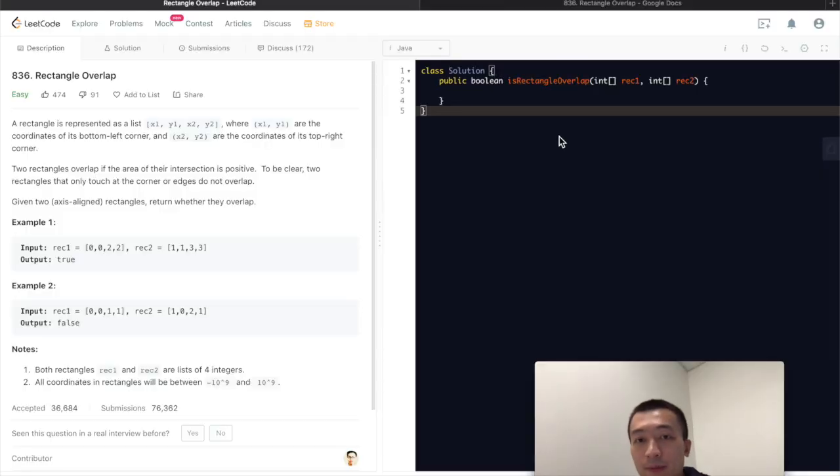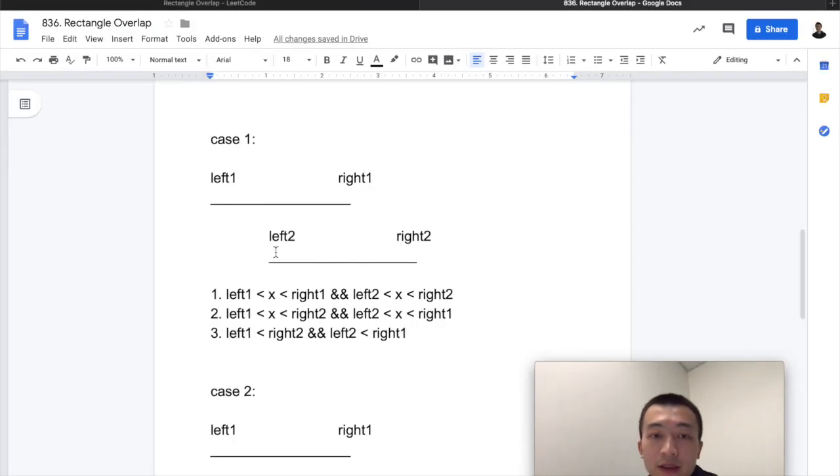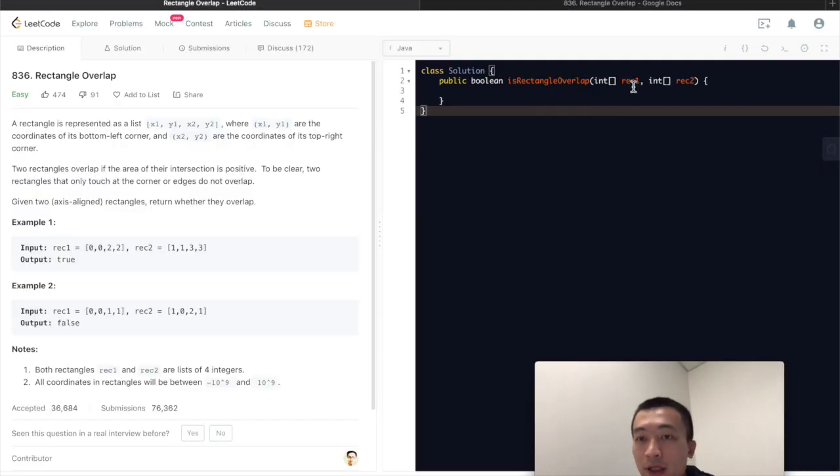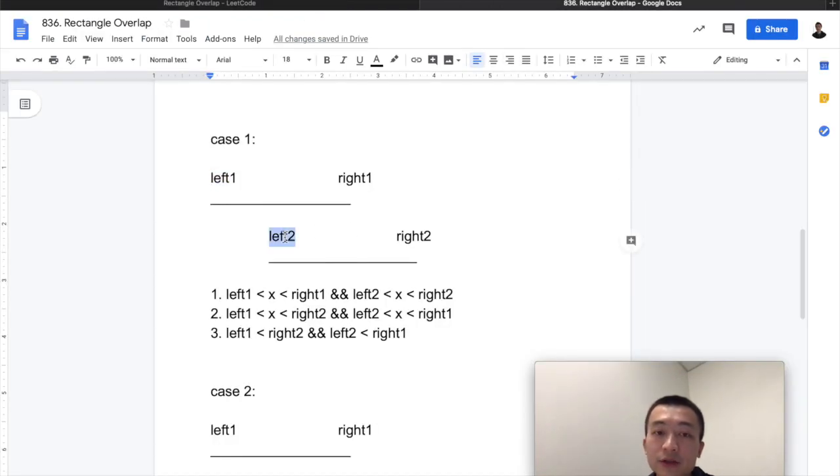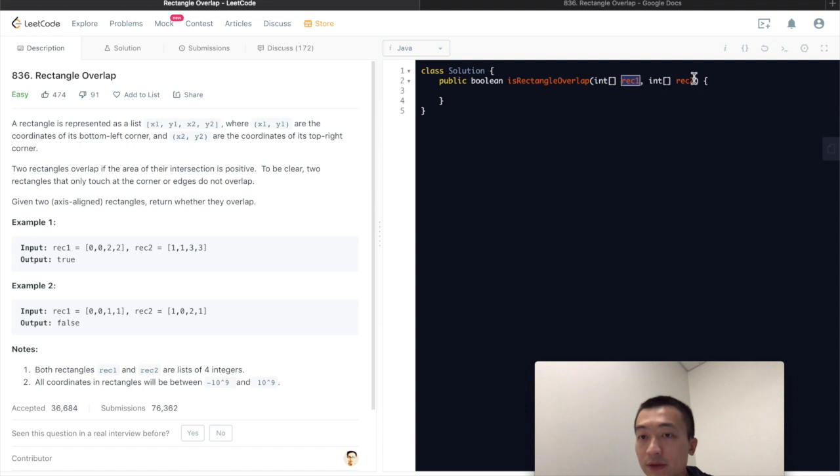Then let's start putting that into code. So here, left 1 is basically going to map to rec 1. So 1 is just standing for the first rectangle, and here left 2, right 2 is standing for rec 2.